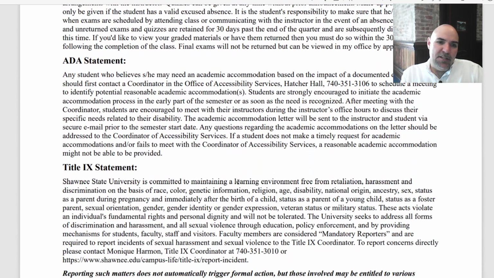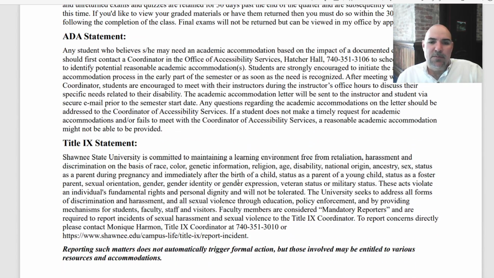Okay, now the ADA statement. If you have some sort of accommodation that's based on some documented disability, you need to first work with the coordinator at the Office of Accessibility Services, and the phone number is listed there. And if you feel like you have some disability that needs an accommodation, then communicate with me. Also, you need to do it, I'm not going to do it for you, with the Office of Accessibility Services. And throughout the semester, even if you have communicated with them, it's important that you still communicate with me.